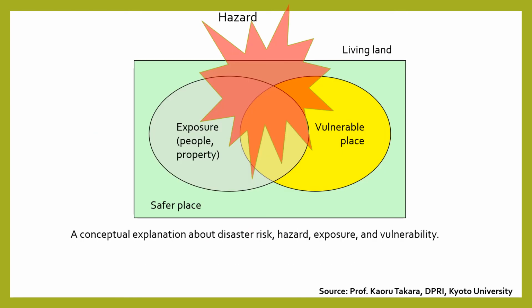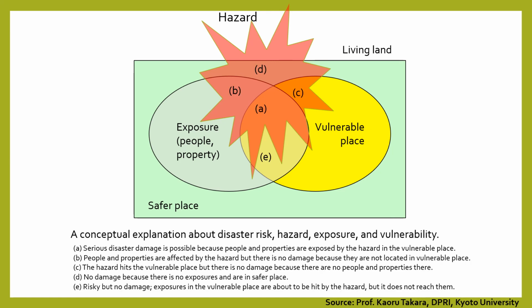Okay, so we go back to the terms like hazard. We might explain it this way, about risk, hazard, exposure, and vulnerability. We may explain the interrelation between hazard, exposure, vulnerable, and safer place. So hazard is the red color, and then we have exposure, people and property, and then we have vulnerable place, and we also have safer place.